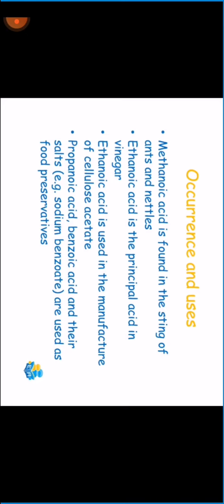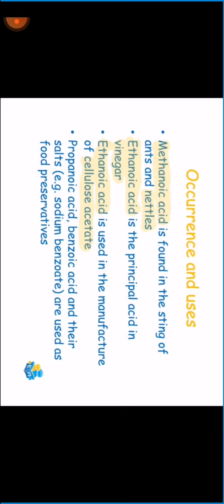So, uses and occurrence of carboxylic acids. Methanoic acid is actually found in the sting of ants and nettles. So, if you get a nettle sting, it's actually methanoic acid that is causing the sting. Ethanoic acid is the main acid in vinegar, and you should remember that from your titrations of finding the amount of ethanoic acid present in vinegar. Ethanoic acid is also used in the manufacture of cellulose acetate.